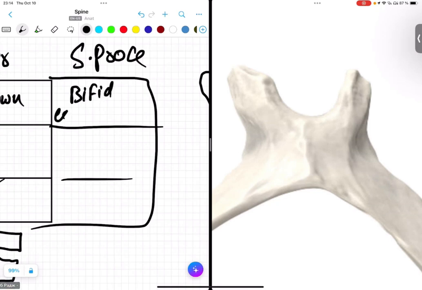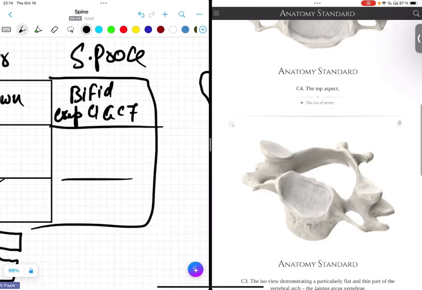except C1 and C7, because C1 does not have a spinous process, it does not have a body, it only has a transverse process. Remember it. I will tell you about it specifically when I get to it.